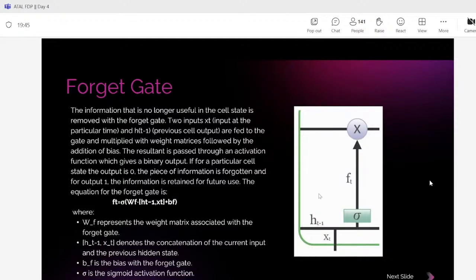The resultant is passed through an activation function, which gives a binary output. If for a particular cell state the output is 0, the piece of information is forgotten, and if the output is 1, the information is retained for future use. The equation for the forget gate is ft equals sigma of Wf, a function of h of t minus 1, comma xt, plus bf. Here Wf represents the weight matrix associated with the forget gate, ht minus 1, xt denotes the concatenation of the current input and the previous hidden state, bf is the bias of the forget gate, and sigma is the sigmoid activation function.